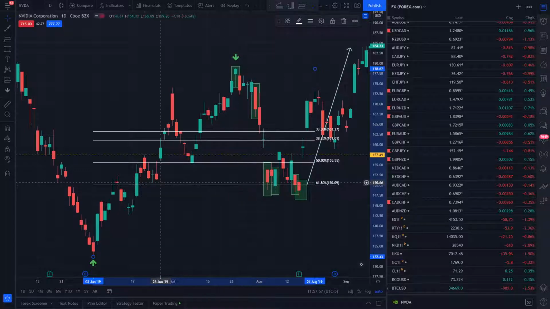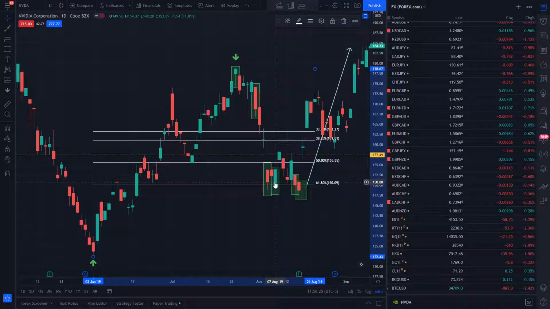Right here, you can see the 61.8 line, just like the other lines, denote areas of support. As the market goes up and starts to move back down, you can see that once we hit this 61.8% level, this is a flat line. It's just a price. This price is roughly 150.09 in Nvidia. We start to see hammers form.